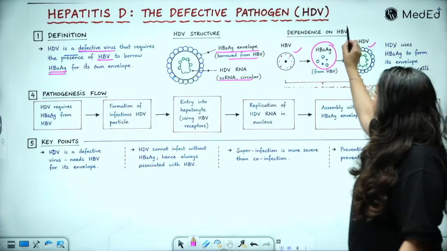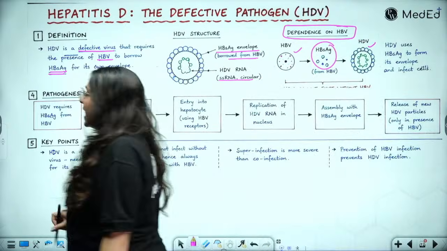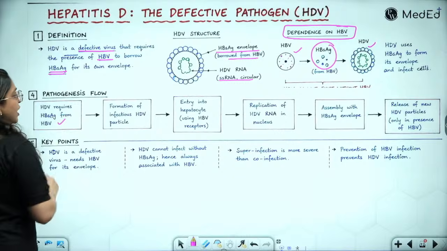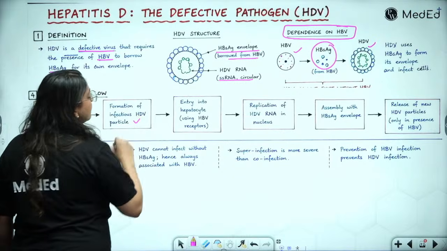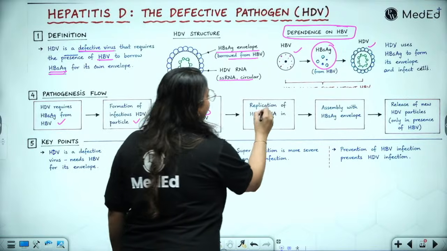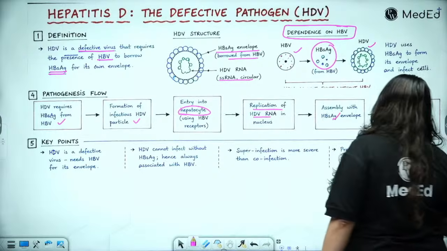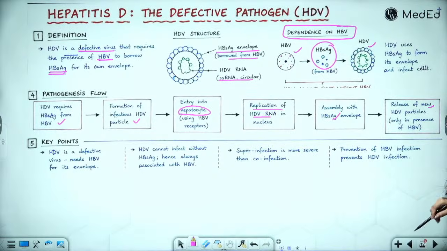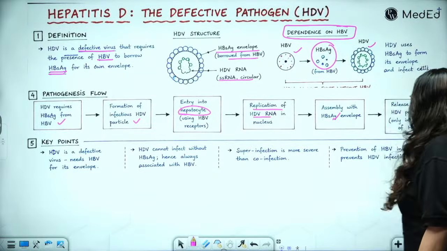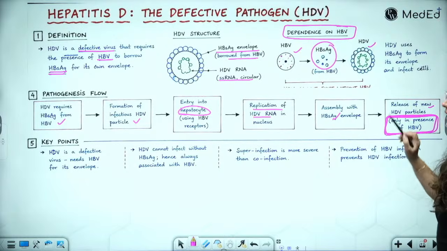Okay. This is dependence on hepatitis B virus. So what is the pathogenesis? HDV requires HBsAg. Formation of infectious HDV particle happens. It goes into the hepatocytes and the replication of the HDV RNA in the nucleus. Then of course the assembly of the virus and release of the new viral particles. But this can only happen in the presence of hepatitis B virus.